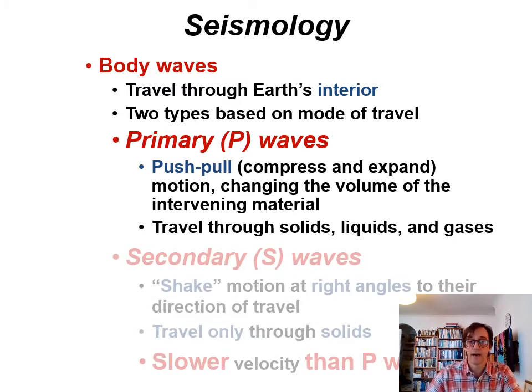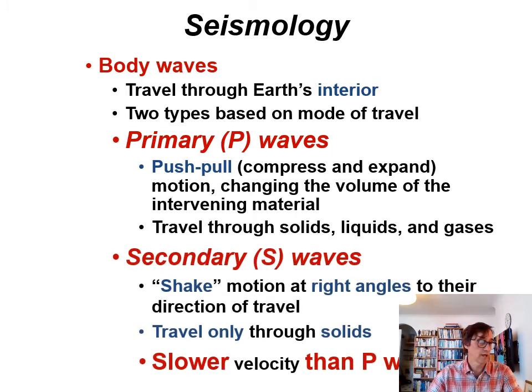And then there are the secondary waves. These have what's called a shake motion, as if you're shaking a rope, and it translates that energy along. The motion is at right angles to the direction of travel. I'll show these different types in the next slide, in a diagram. Both are types of body wave. They're small in terms of energy. You wouldn't actually feel them, but a seismograph will measure them. But you as a person wouldn't feel them.